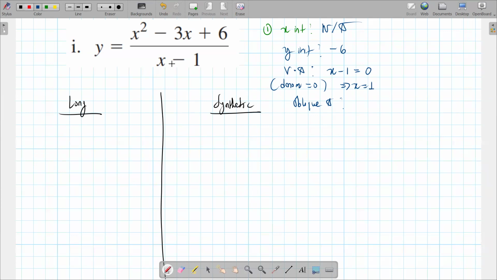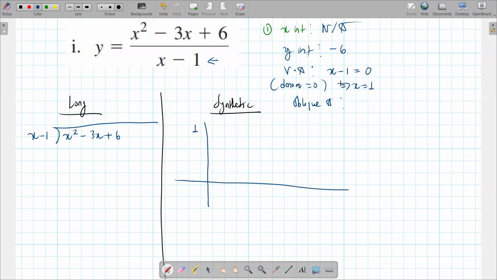The long division method, this is your divisor. Everything in the denominator, whatever you're dividing by, always comes out. The numerator is called the dividend, whatever you're trying to divide. So x squared minus 3x plus 6. On the synthetic division, you need to set the denominator equal to 0, which will give you 1, which is also your vertical asymptote. And then inside, you only have the coefficients. So 1x squared is 1, -3x is -3, 6 is 6.